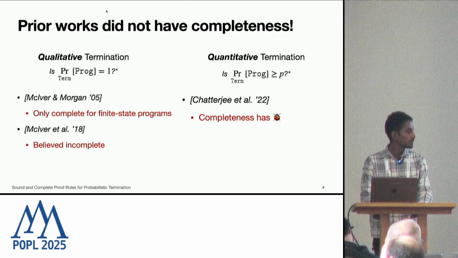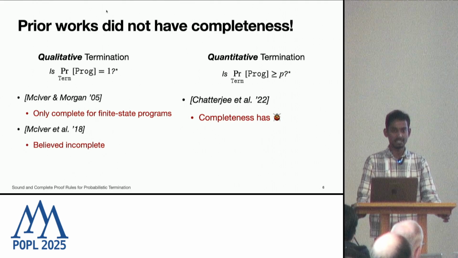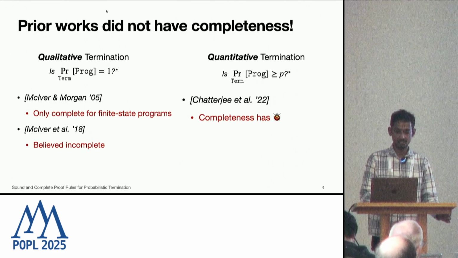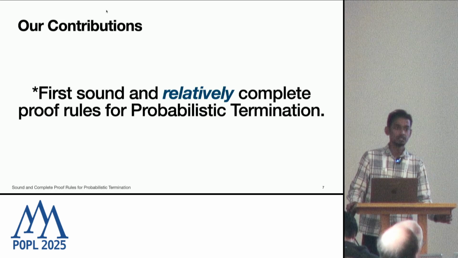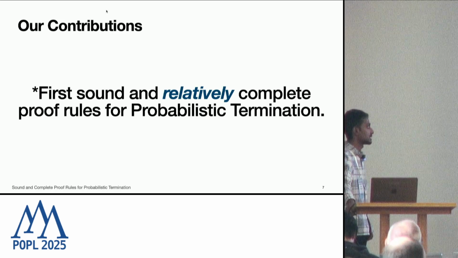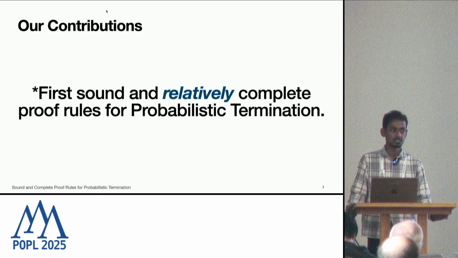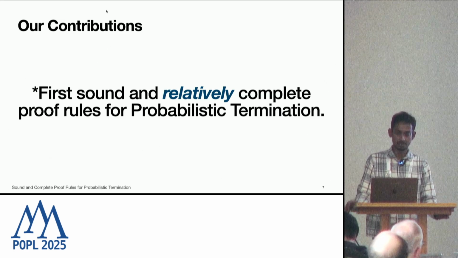So at the end of it all, we don't really have a complete proof rule for probabilistic termination, and our contribution is to give that. We show the first sound and relatively complete proof rules for probabilistic termination. Now, I've been talking about soundness and completeness. Well, what is relative completeness?